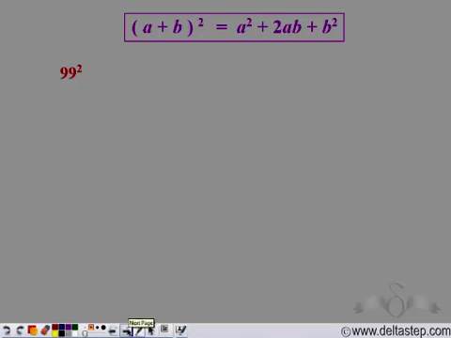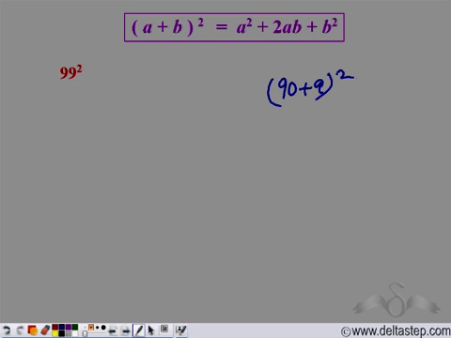Now let us try and calculate 99 square using a plus b whole square. How do we do it? Should we write it as 90 plus 9 whole square? Now we see that if we write it as 90 plus 9 whole square, we have to calculate 90 square and 9 square, which is not very simple. Is there any other way in which we can write it?